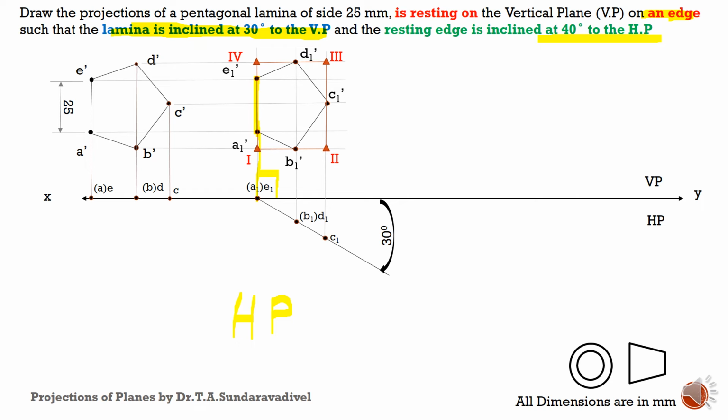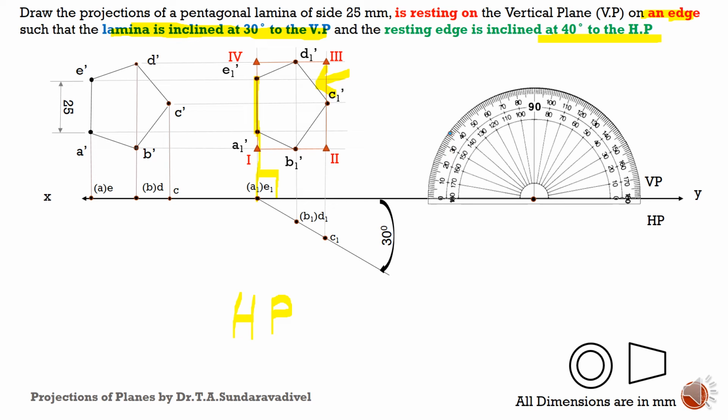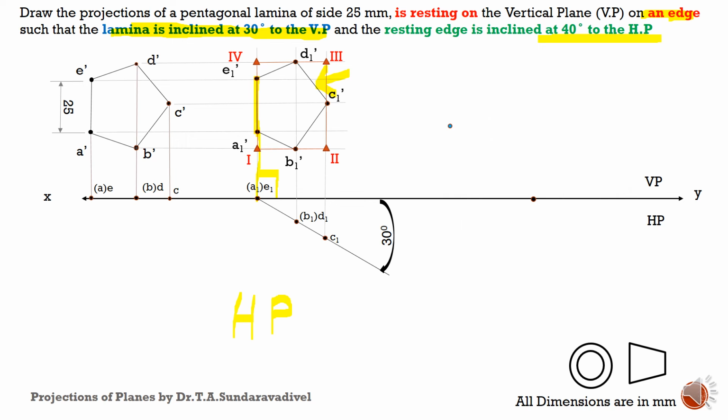But in the problem, the resting edge is given as inclined at 40 degrees to HP. So we have to tilt this figure, this apparent shape, in such a way that the resting edge is inclined at 40 degrees. So as we did earlier, I am taking a point and keeping the protractor, then taking a 40 degree line, and then transferring. I am trying to make this box fit that 40 degree line. Okay, that is my idea.